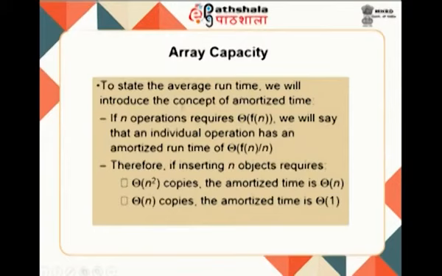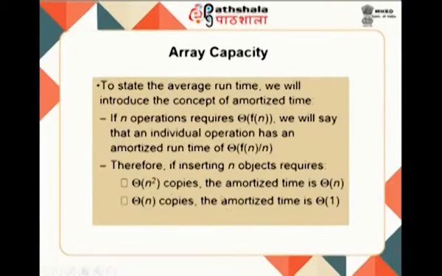So, to state the average run time, we will introduce the concept of amortized time. Let us look at what is amortized time. If n operations require of the order of f(n), we will say that an individual operation has an amortized run time of the order of f(n) divided by n. So, this is just taking a small average of operations. Therefore, if inserting n objects requires O(n squared) copies, the amortized time is of the order of n. For O(n) copies, amortized time is O(1). So, this is how we will calculate it. It is nothing but the function of n, if it is n squared, then n squared by n. If the function of n is n, then it is n by n. So, that is generally how you calculate amortized time.